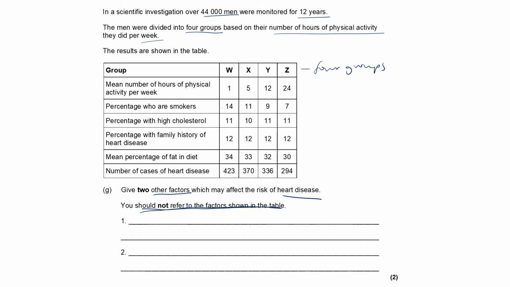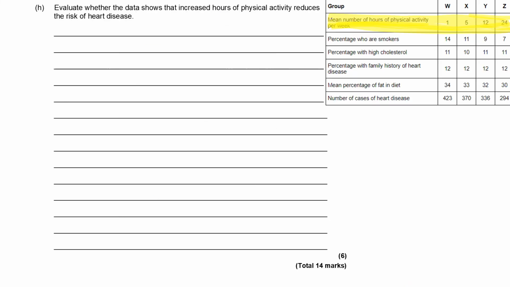So you really got to think, what other risk factors are there? And I've just said alcohol consumption and age. There are lots of other things to think about though as well, or to consider. And again, you can see I've got the marks for that. And now we've got the big question.